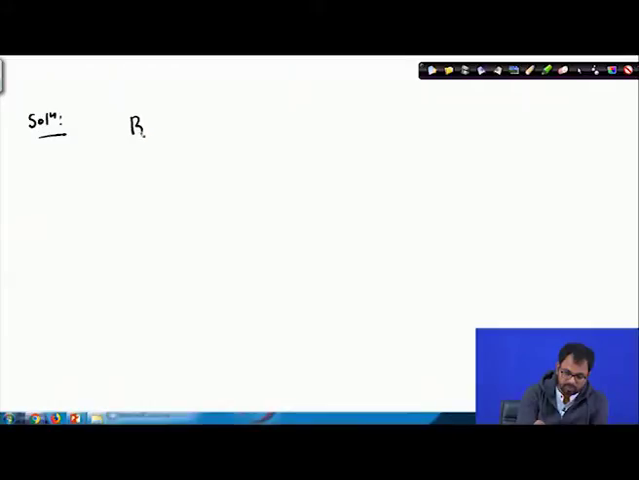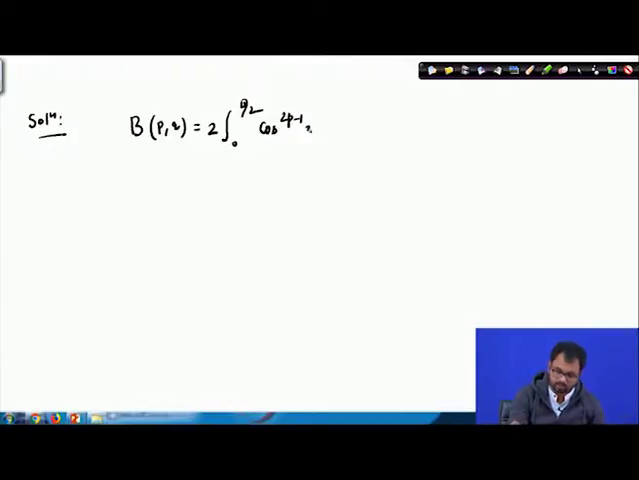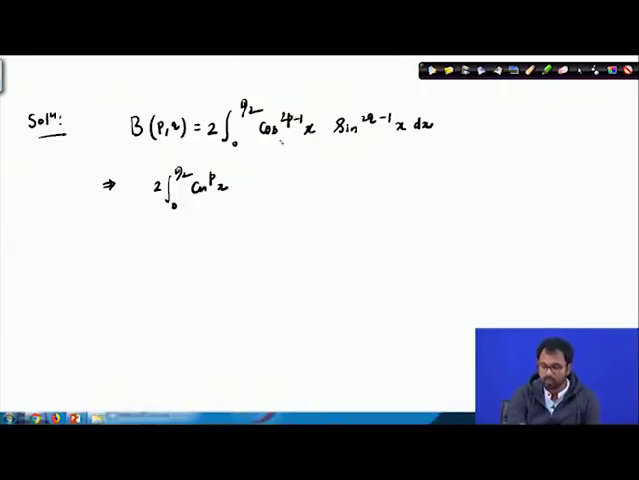If you remember, we have shown that beta(p, q) equals 2 times the integral from 0 to pi by 2 of cos to the power 2p minus 1 x times sin to the power 2q minus 1 x dx. We had proved this relation. Now, if I substitute p plus 1 in place of p and q plus 1 in place of q, this will reduce to 2 times the integral from 0 to pi by 2 of cos p to the power x and sin q to the power x.